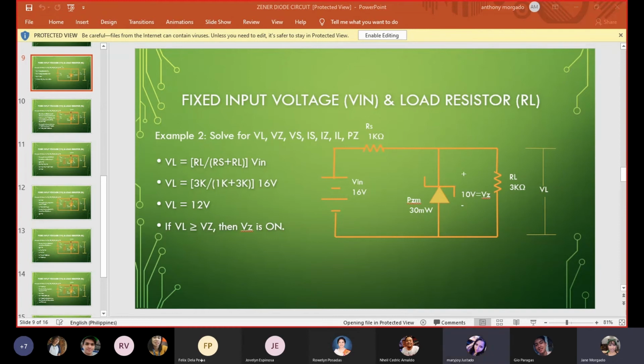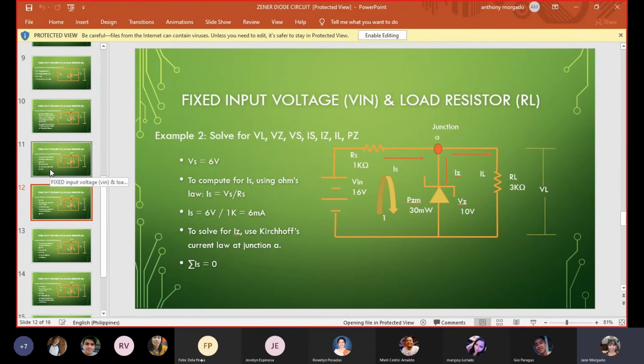Bakit ganon? Parallel po. Dahil parallel. Okay? Ayan. So, hindi ko na i-discuss to. Discuss na natin yun eh.